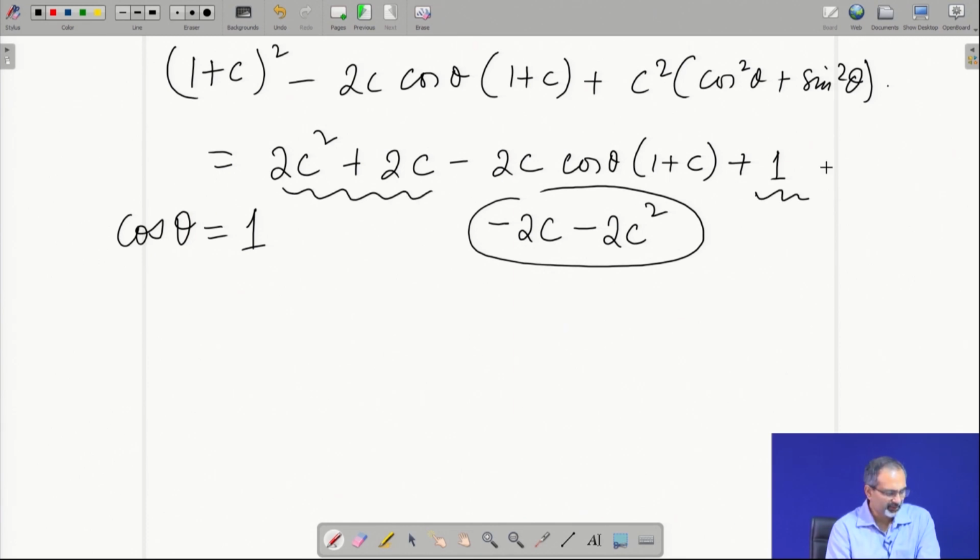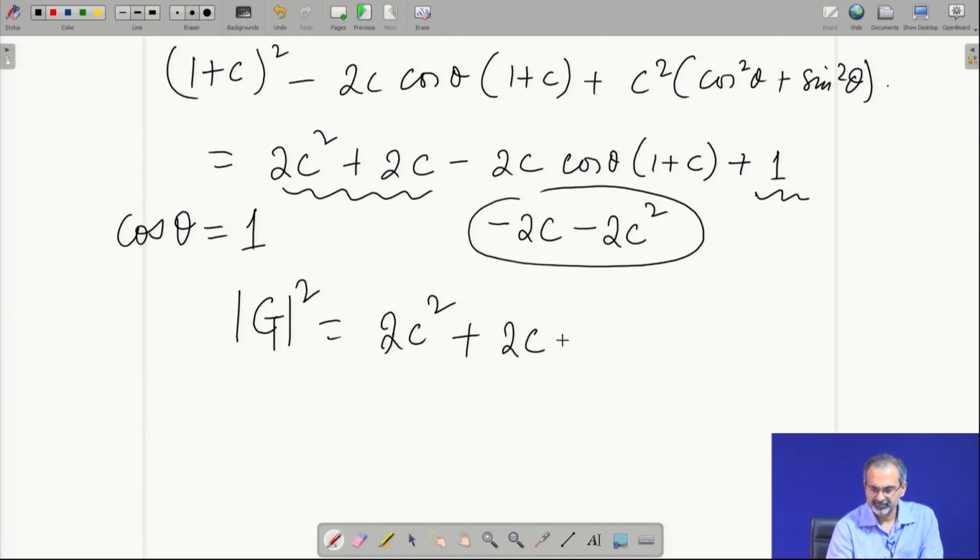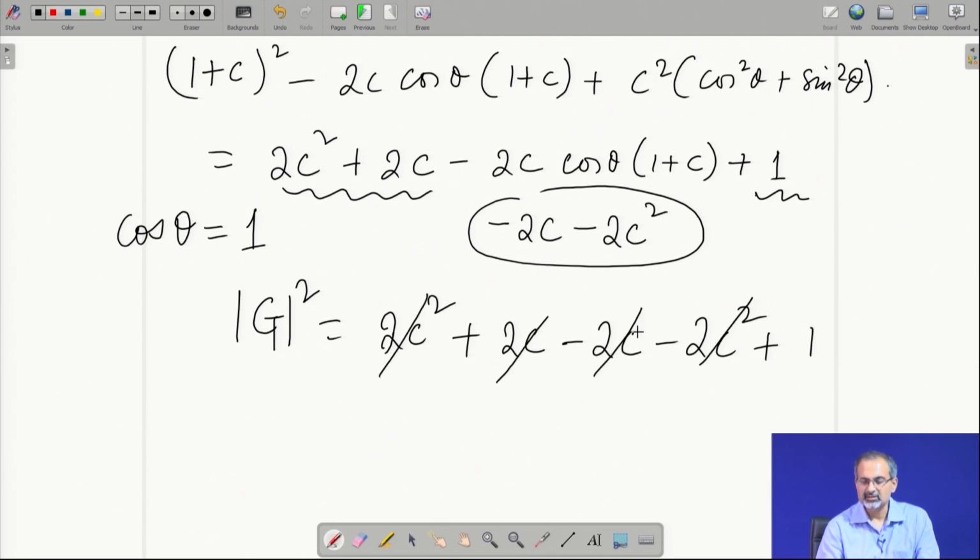So, if you do that, then what does mod g square come to? It will be 2c square plus 2c minus 2c minus 2c square plus 1. So, the c square and c terms get cancelled, you are left with 1. So, for this particular value of theta, which is say either 0 or 2 pi, you will get a modulus of g equal to 1.